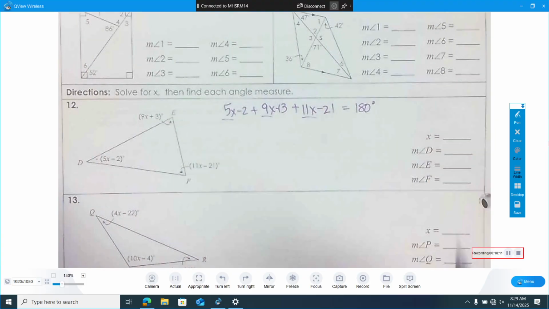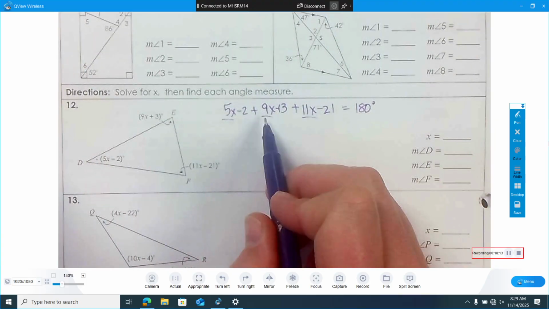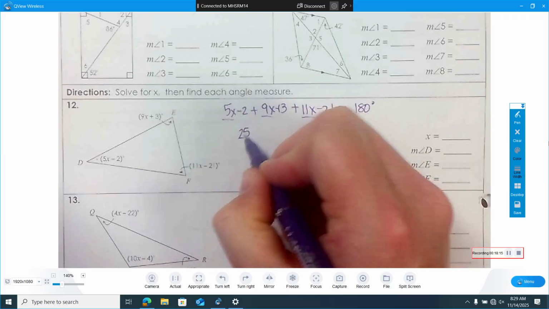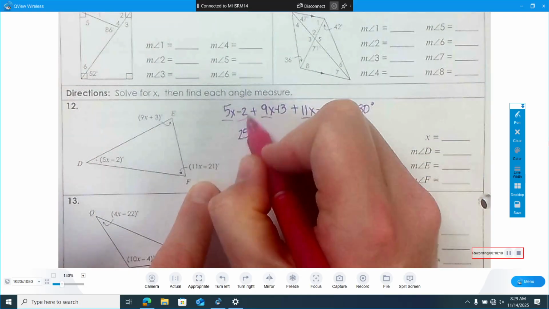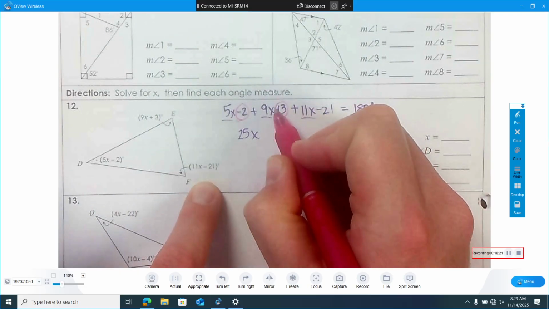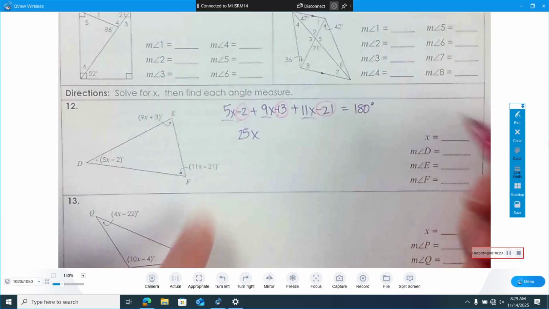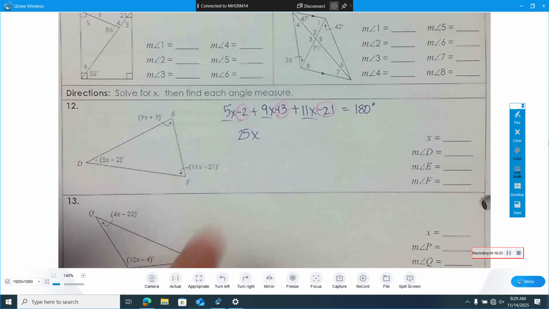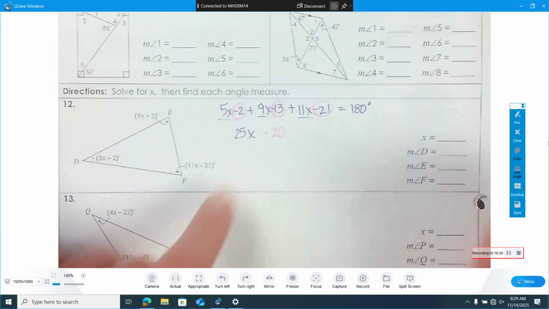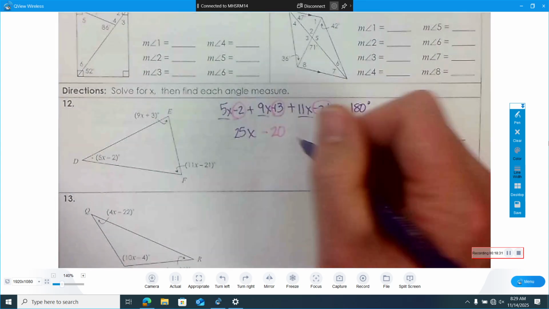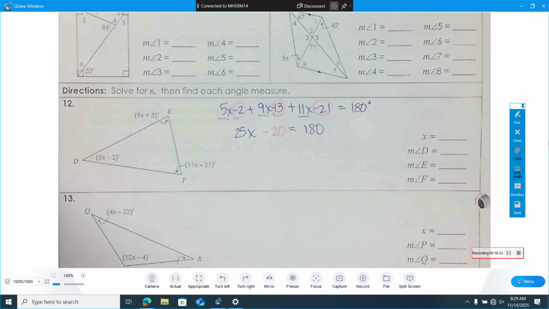So let's see, I've got a bunch of x's. 11 and 9 is 20, plus 5 is 25 x's. And then I have a negative 2, a positive 3, and a negative 21. So 20, negative 20? Negative 20, yeah. All right, equals 180. And then we can solve for x.